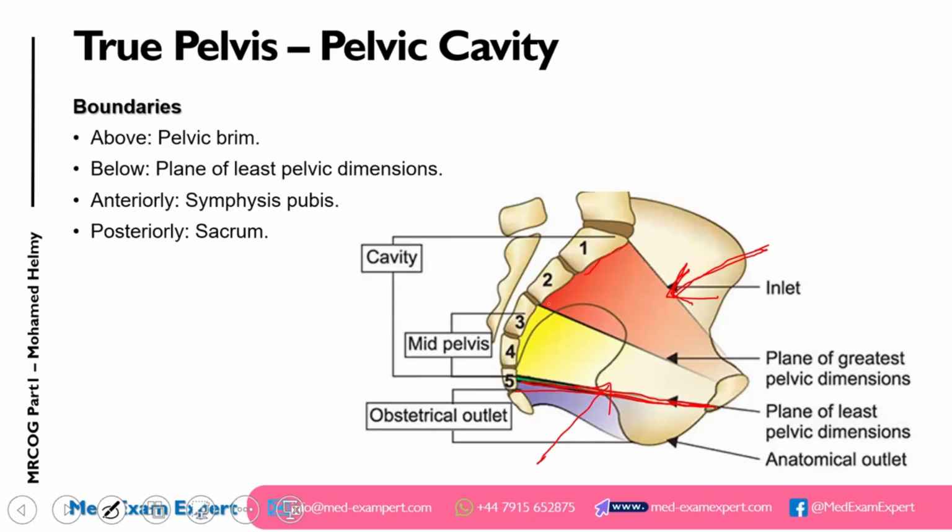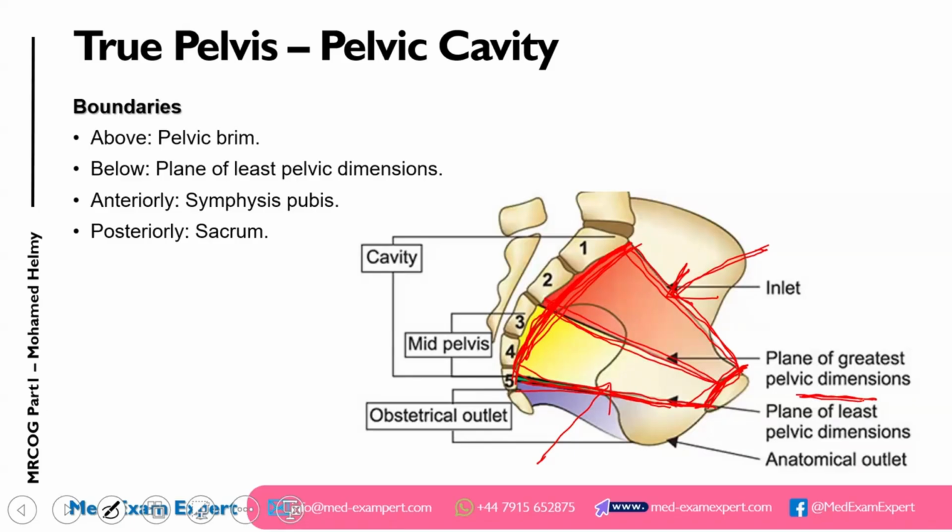Posteriorly, we have the sacrum, and anteriorly, we have the back of the symphysis pubis. This is called the pelvic cavity, or the mid-pelvis. And the plane of this pelvic cavity is called the plane of the greatest pelvic dimensions.